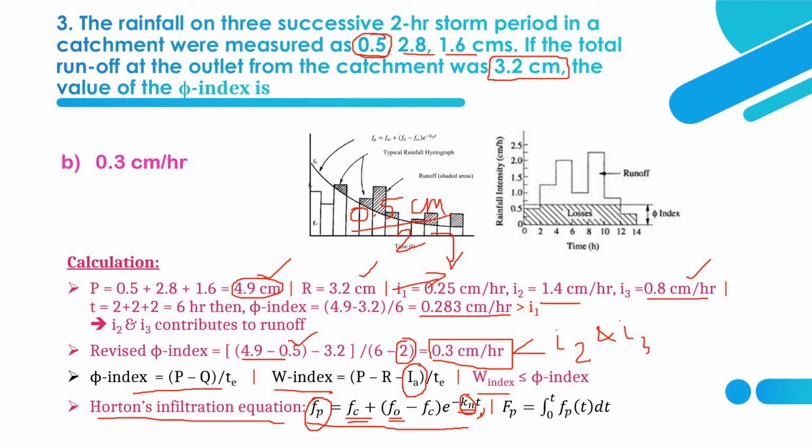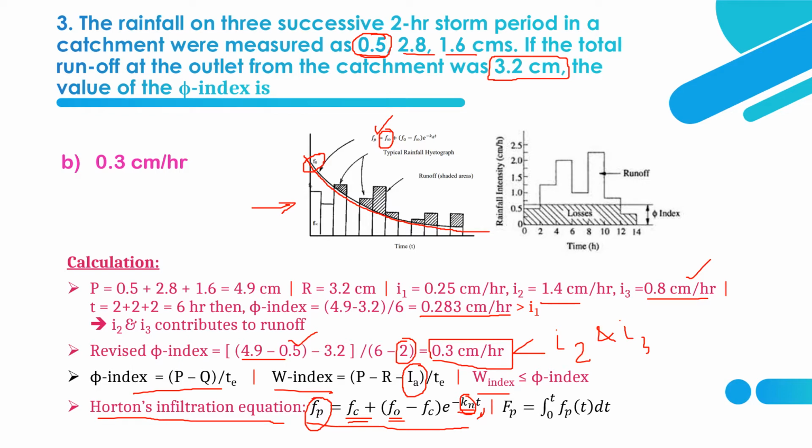Here you can see the graph of Horton's infiltration equation. The graph will be like this. It will be decaying, and it will be asymptotic to the horizontal axis, time. This is the F naught value, that is the initial infiltration, and Fp is the infiltration at any time that we require, and Fc is F infinity, the maximum infiltration capacity of that area. So this is the basic Horton's curve.